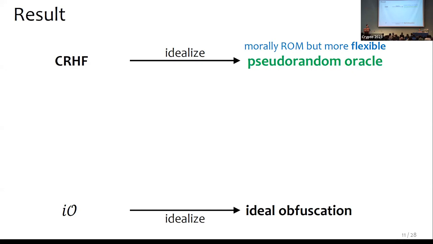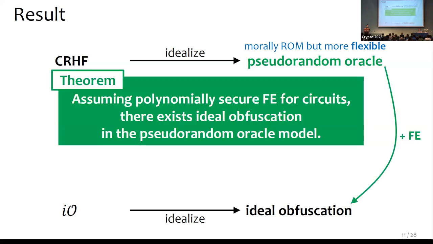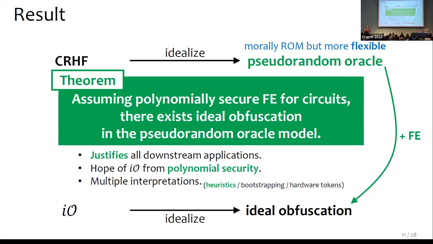We propose a new idealized model for hash functions called the pseudorandom oracle model. It's similar to the ROM, but it provides more flexibility. We prove that, assuming functional encryption for circuits, we can construct ideal obfuscation in the pseudorandom oracle model. So our theorem justifies all the downstream applications of ideal obfuscation. And another interesting bit is that we only rely on polynomial security of functional encryption, as opposed to sub-exponential security required in all known standard model proofs. So it raises the hope of getting I/O from just polynomial security.